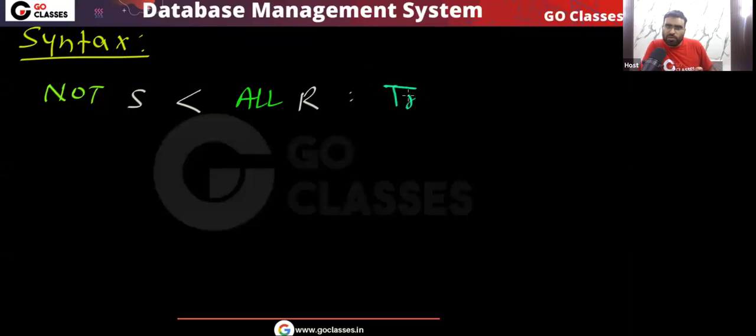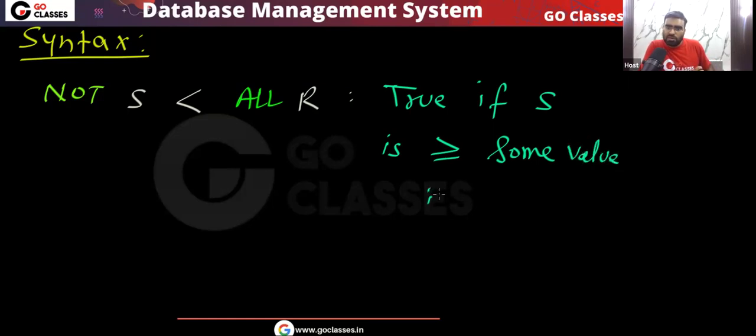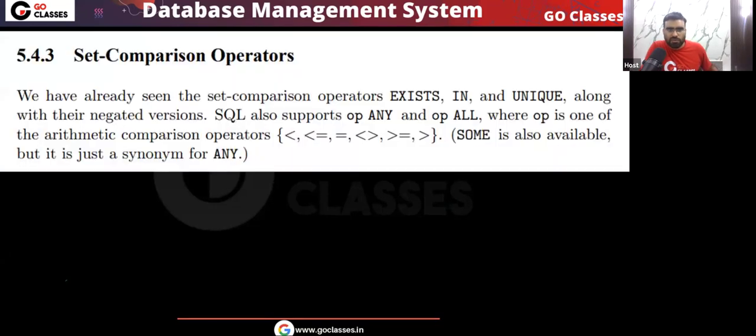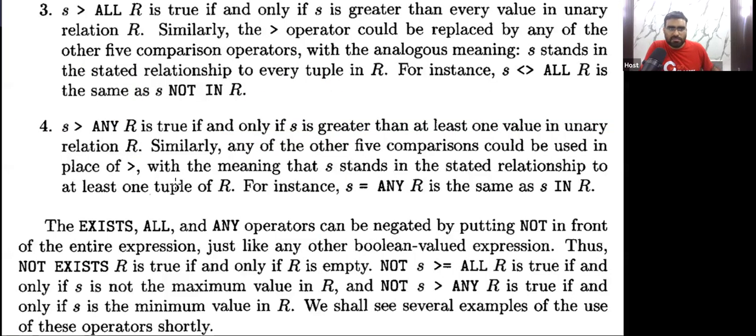Okay, so this will be true if s is greater than or equal to some r. Yes or no? Some value in r. Like this you can handle all these variations. These are very simple variations. Basically we are saying not all, which means s is not less than all r, so s is actually greater than or equal to some value of r. Anyway, very simple, all these things you can read here.